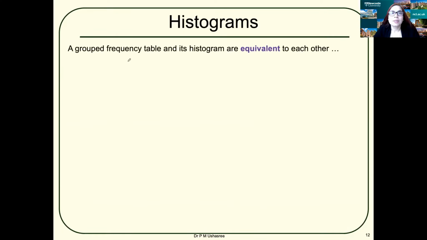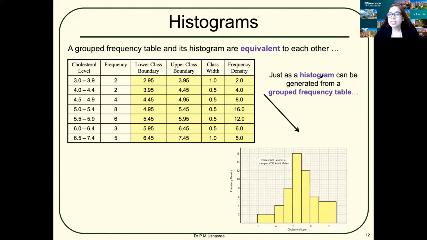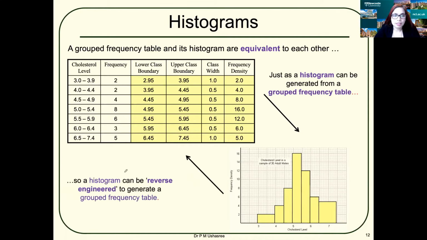So a group frequency table and its histogram are equivalent to each other. Just as a histogram can be generated from a group frequency table, you can do the reverse. A histogram can be reverse engineered to generate a group frequency table. From here to here, you can go back, isn't it? Please, can you try this?